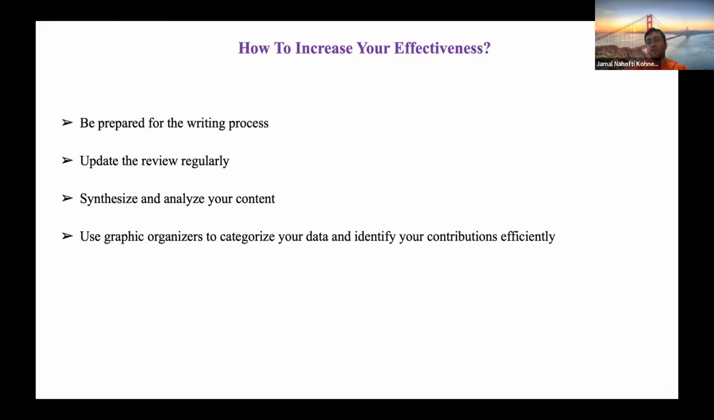So how can we increase our effectiveness when we write a literature review? The first important thing is that you need to be prepared for the writing process. I've seen many students who think they can write a literature review in some days or in a week, but that's wrong. You need to focus on your literature review, and that takes months. Yes, months. And you need to update the review regularly.